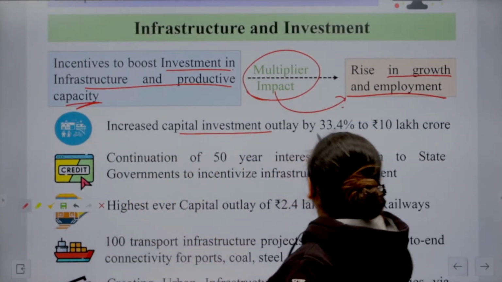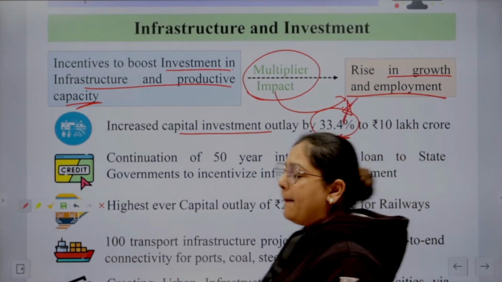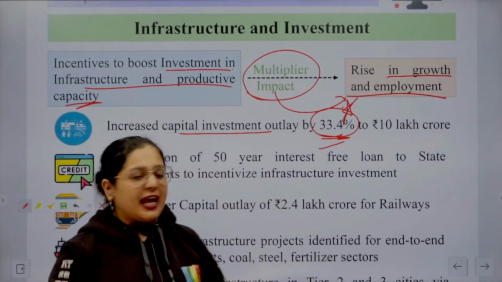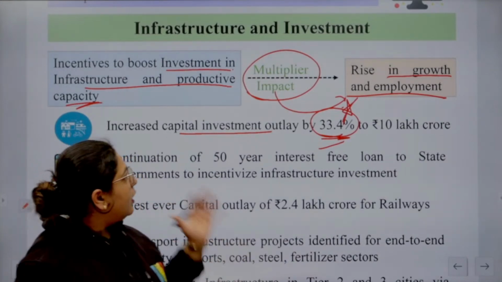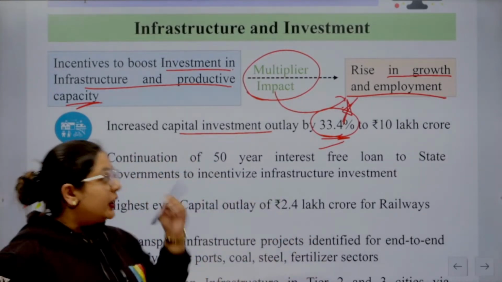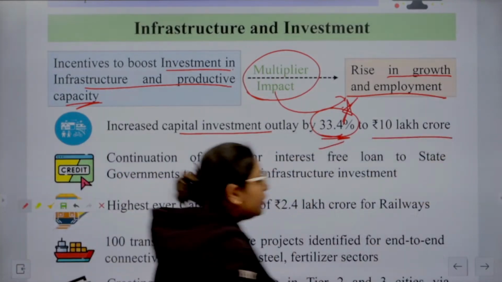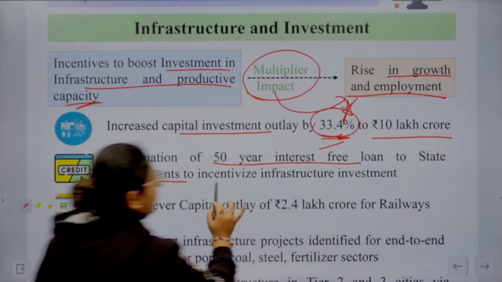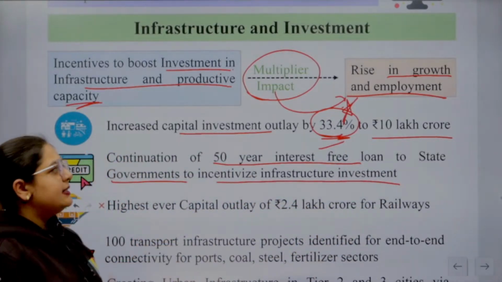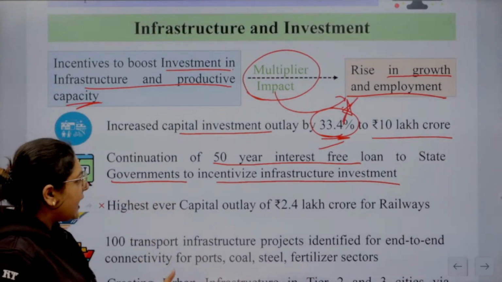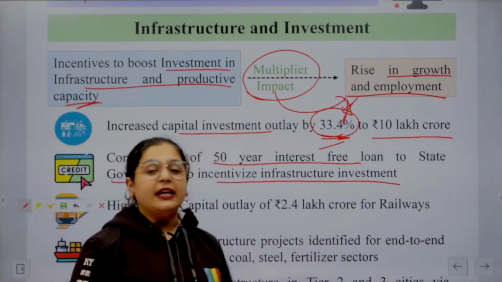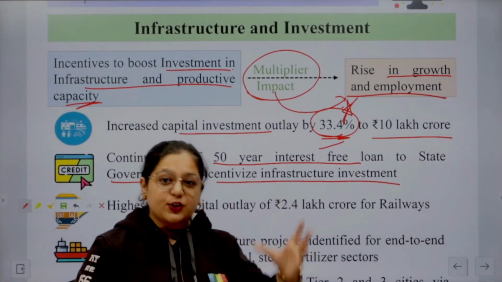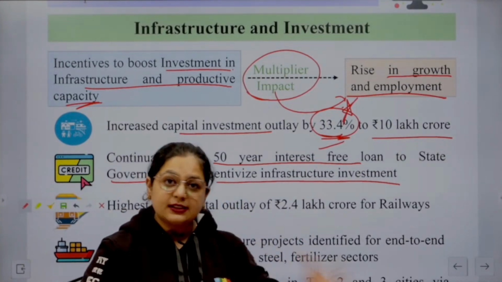So capital investment outlay is increased by 33.4%. This was a much applauded proposal, I would say, allocation by the government, that the capex or investment outlay has gone up by 33% to nearly 10 lakh crores, right? So there is a continuation of the 50-year interest-free loan to the state governments to incentivize infrastructure investment. So now the central government is going to provide loans to the state governments for a period of 50 years, and they will be interest free, right? So this is the level of infrastructure development that the government is thinking of, that they are ready to give interest free loans to the state governments, right?